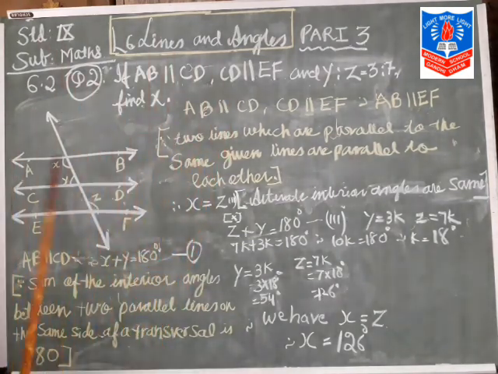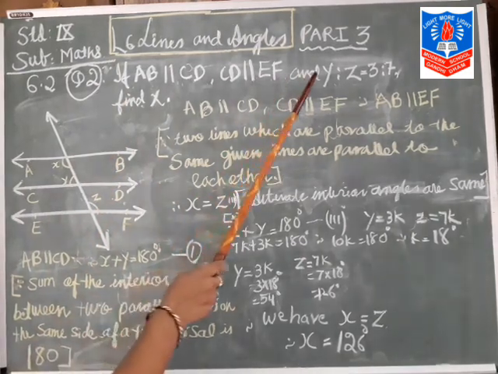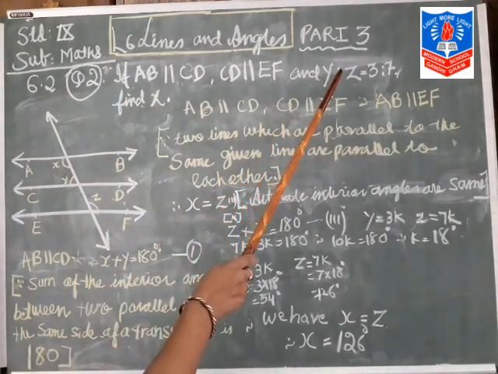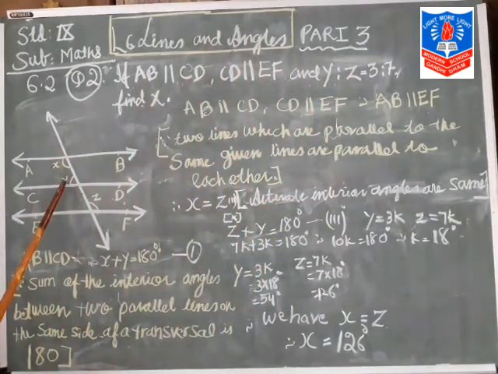Again, AB parallel to CD, CD parallel to EF, so AB parallel to EF. Now the question is given: y ratio z, where the y value is 3 and the z value is 7. Find x. Now first, AB parallel to CD.